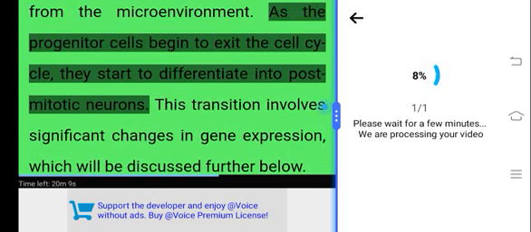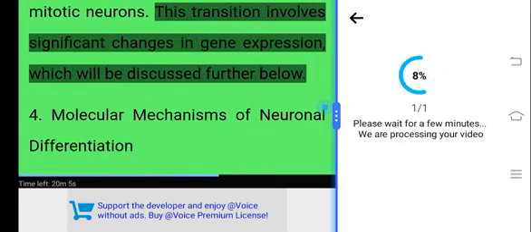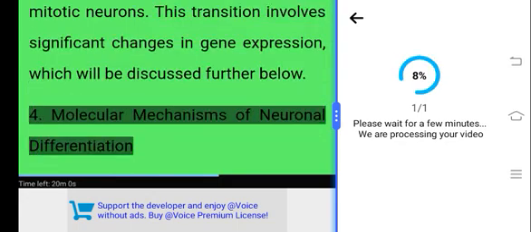As the progenitor cells begin to exit the cell cycle, they start to differentiate into postmitotic neurons. This transition involves significant changes in gene expression, which will be discussed further below. 4. Molecular mechanisms of neuronal differentiation.